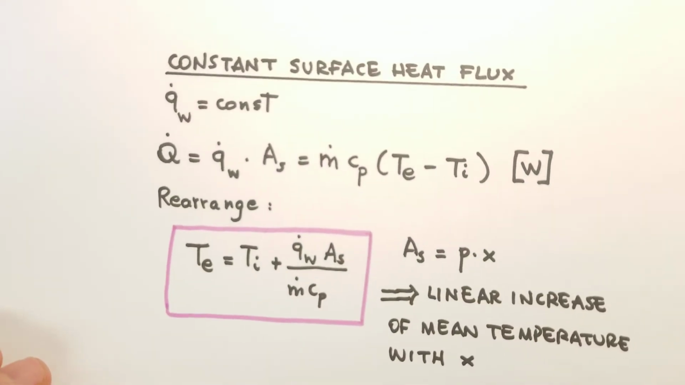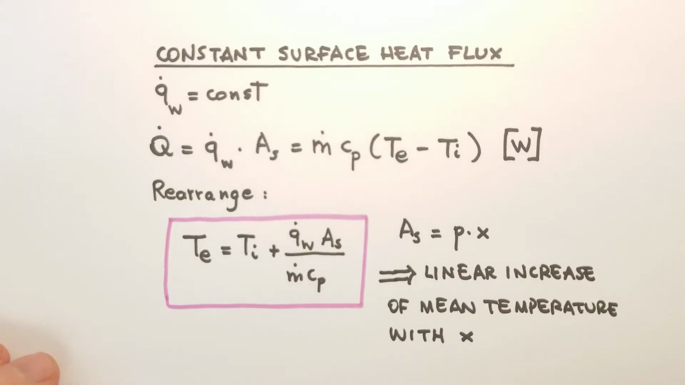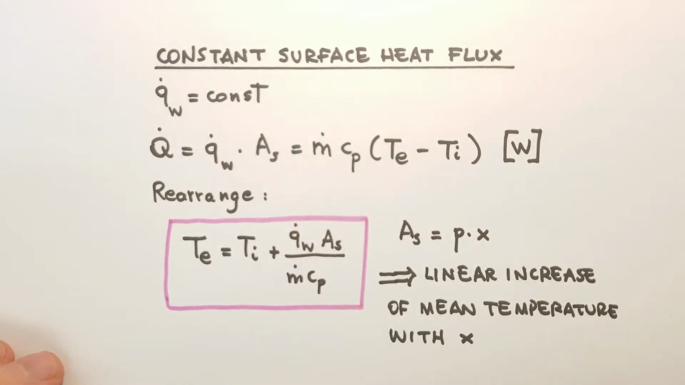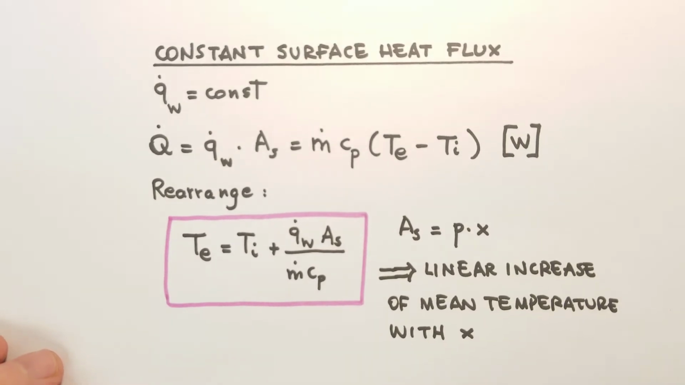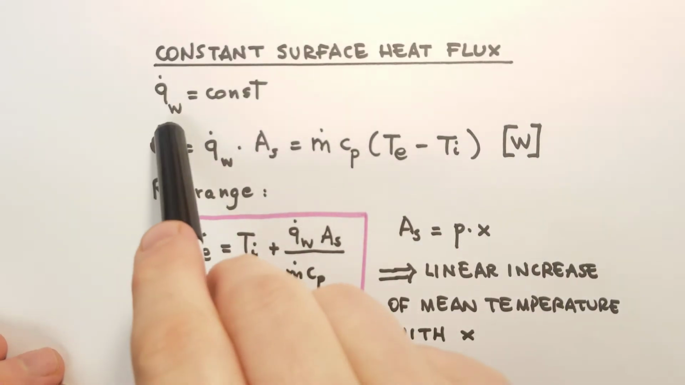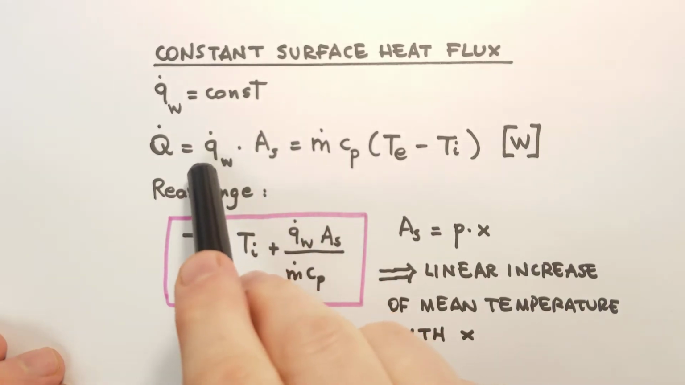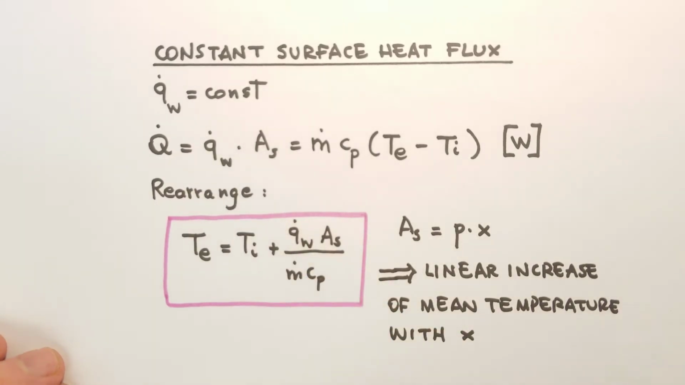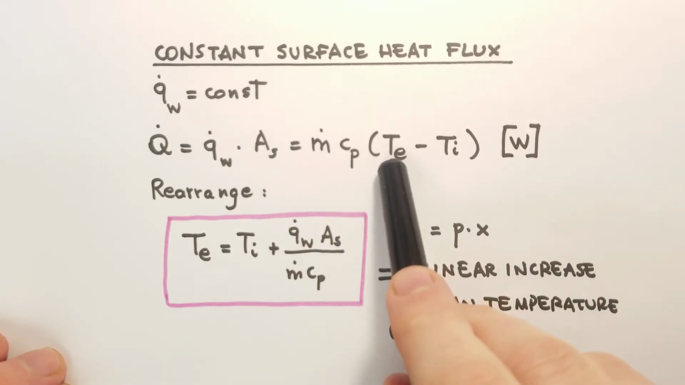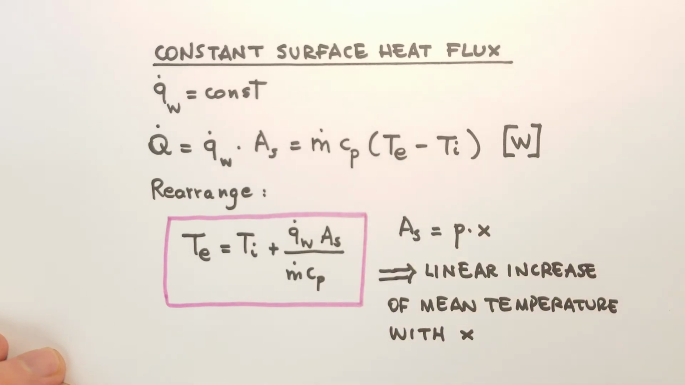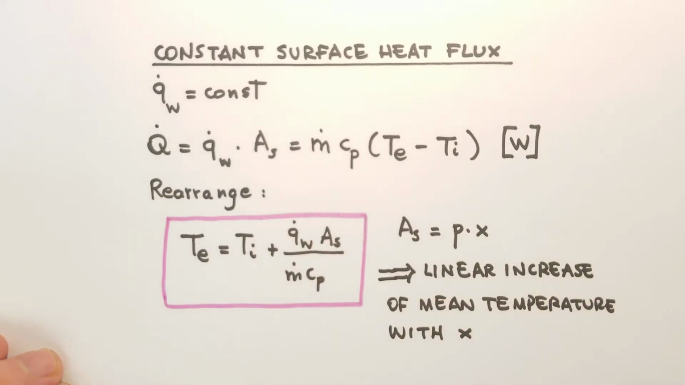So let's study first the case of constant surface heat flux. So in this case, Q dot W is constant, so Q, the heat transfer rate, equal to Q dot W times the surface area, is equal to m dot Cp, the specific heat capacity, times Te minus Ti. So we can rearrange this expression.